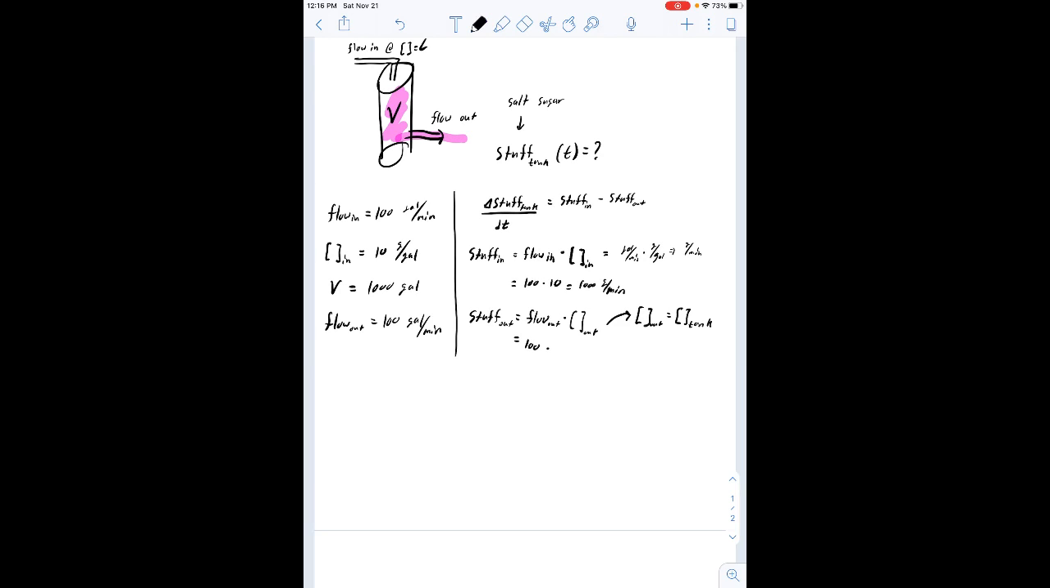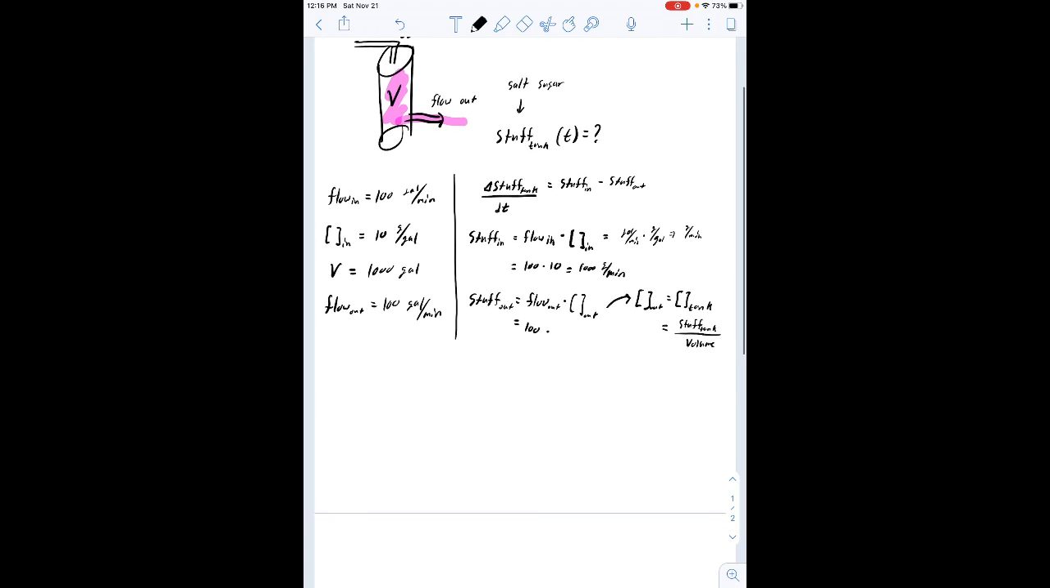Okay, so we know that the concentration of our tank is just going to be the stuff in my tank divided by the volume of my tank. In this case, the stuff in my tank is what we're trying to solve for, remember, right up here. So we have stuff in tank all over volume of my tank. So what's my volume? It's going to be this 1,000 right here.